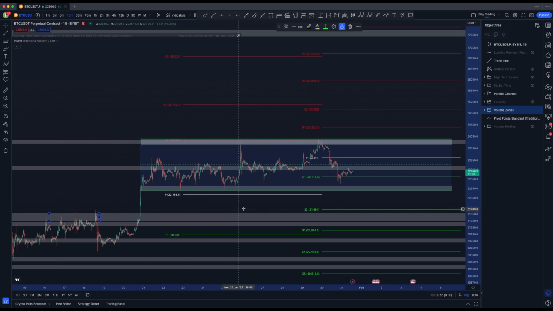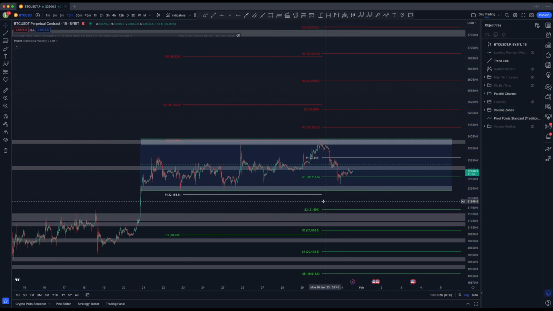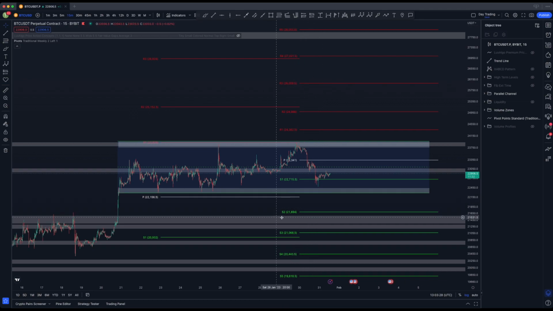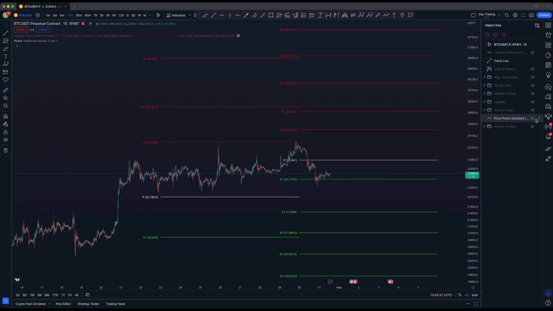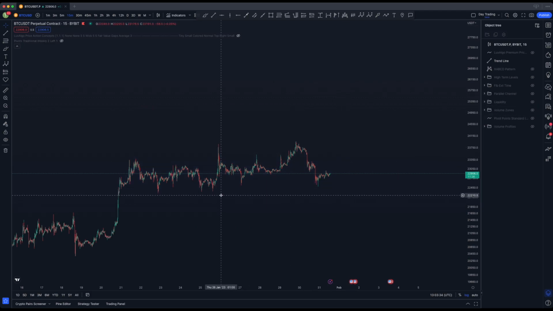You can see this zone here, just in the same kind of area as your S1 or your support one. Support 2, my bad. So just being mindful of that. What else do we want to cover?